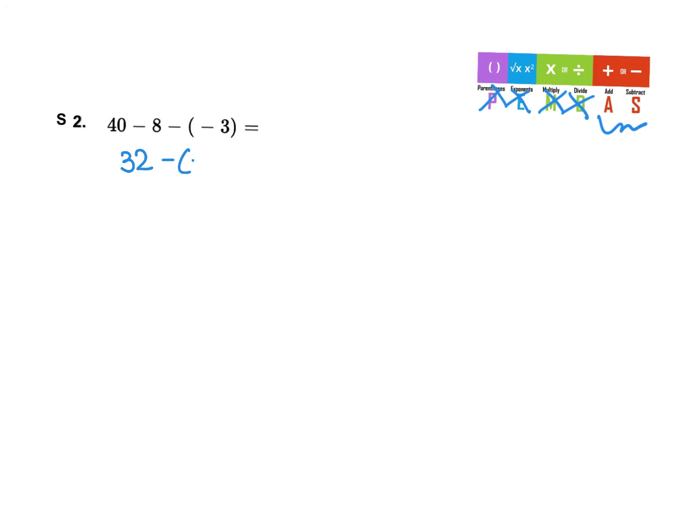Now I have minus a negative 3. And remember that 2 negatives make a positive, so we're going to end up adding those. We add the opposite. So now we have 32 plus 3, and that's going to give us then 35.